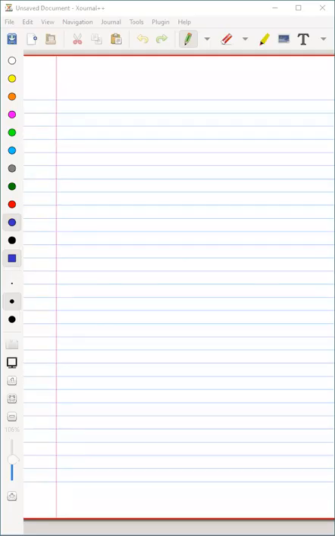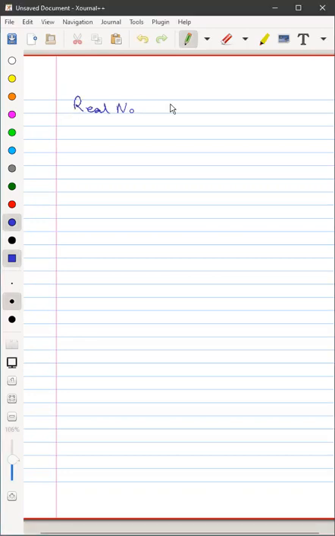So now we look at real numbers, especially rational numbers, and we'll see how we can represent them as decimals, okay? So if I have to represent 10 by 3 as a decimal number, how do I do that, Ananya?